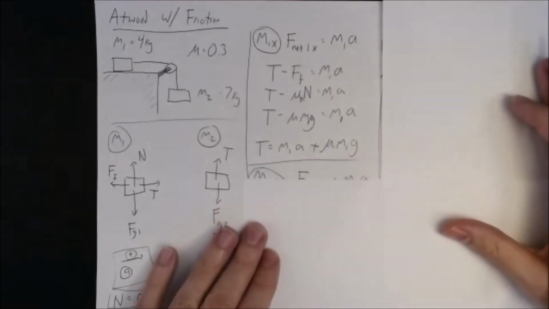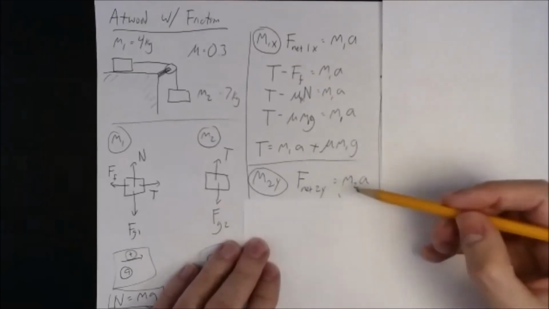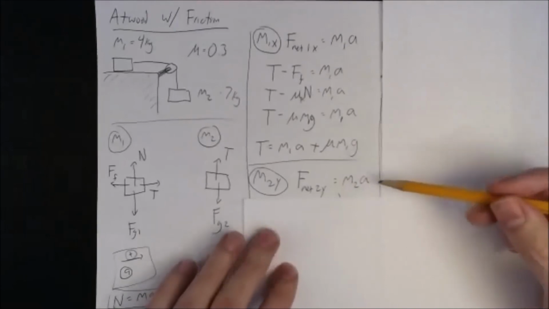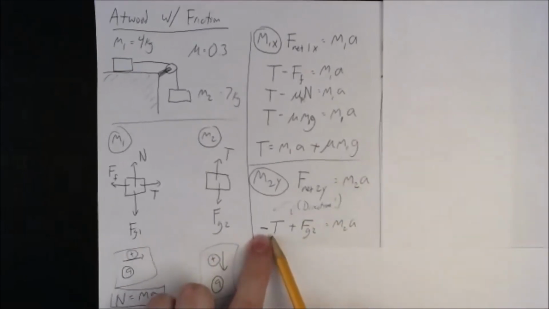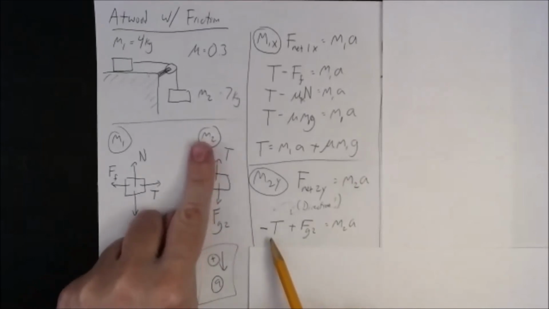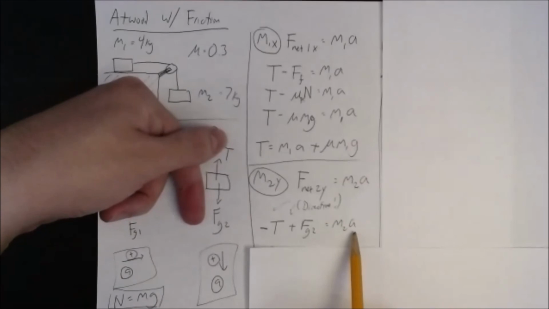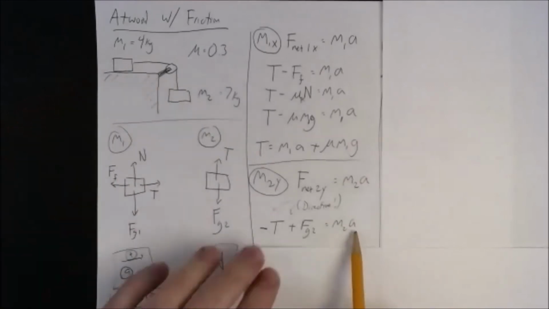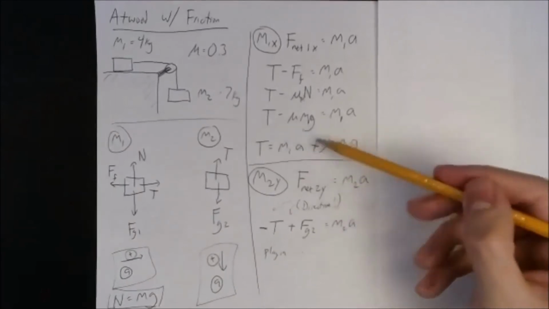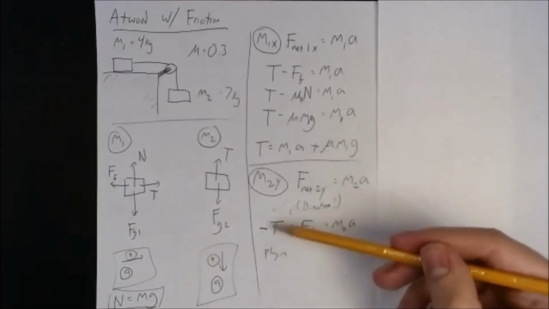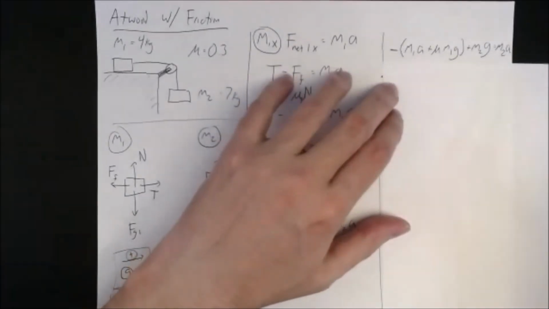I can do the same thing on block 2 in the y direction. This ends up being the exact same thing that we had on the previous example. Noting the direction that I've used where up is negative and down is positive, you see there. And so the acceleration is a positive value there, just like in the previous example. I can plug this in for that tension, and that goes up here.